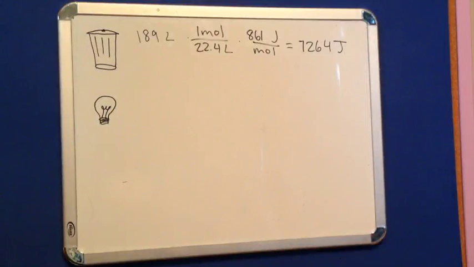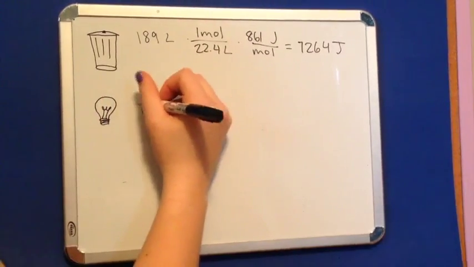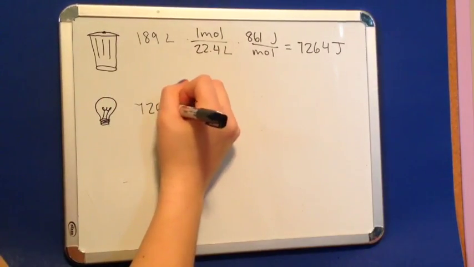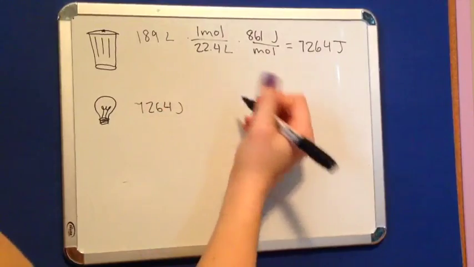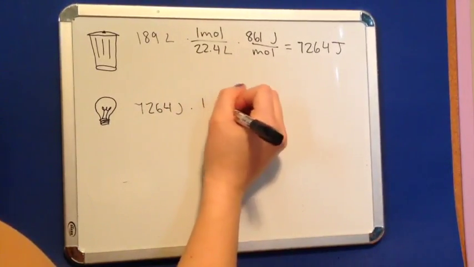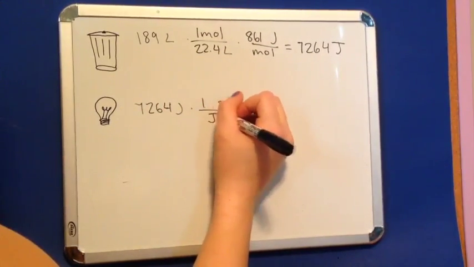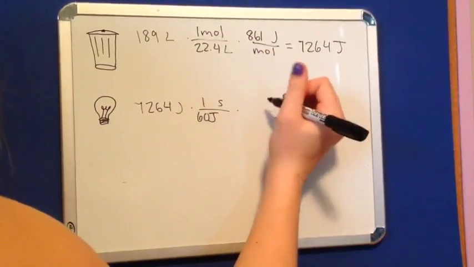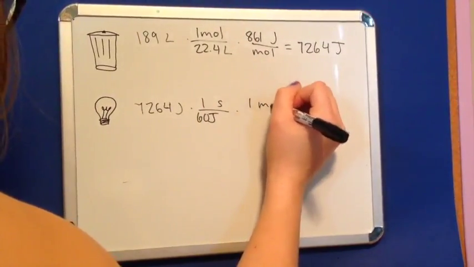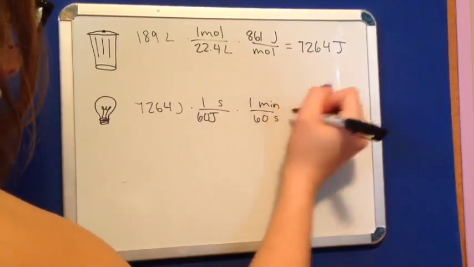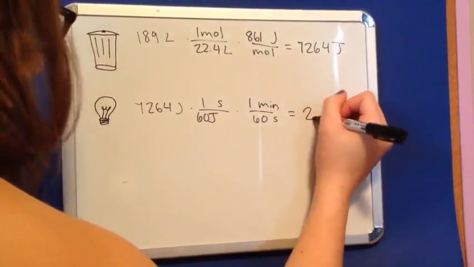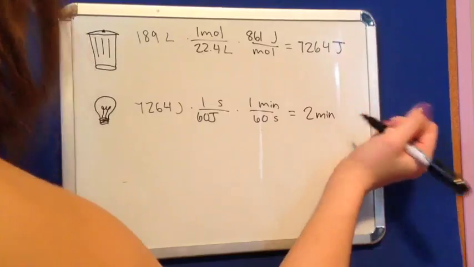To convert this unit of joules to something that makes a little more sense to the average consumer, I will calculate how long that 7,264 joules could run a standard 60-watt light bulb. So we start with 7,264 joules, and a standard light bulb is 60 watts, which is 1 second per joule, because a watt is 1 joule per second. And then we want it in terms of minutes, so we multiply by 1 minute per 60 seconds, which equals 2 minutes of running an average 60-watt light bulb.